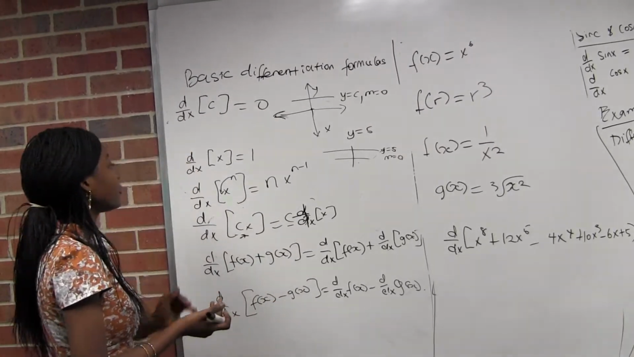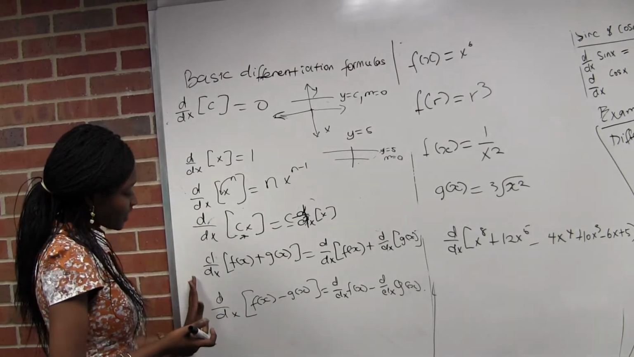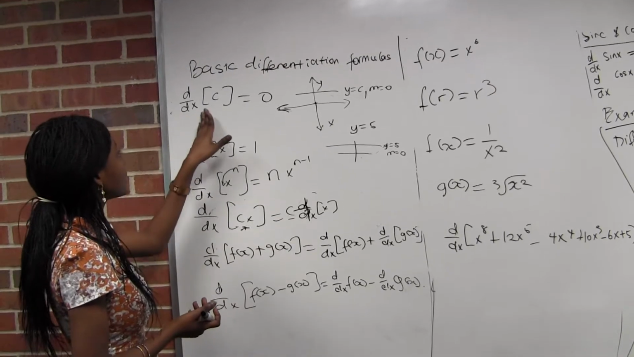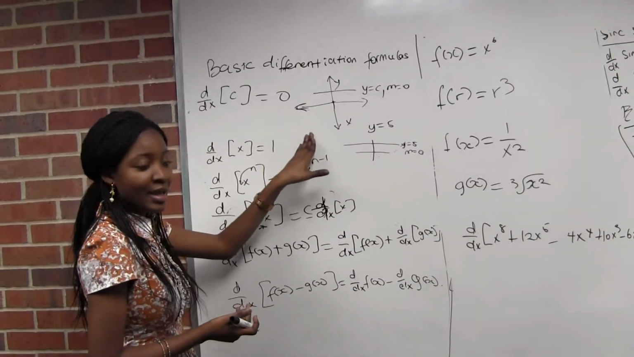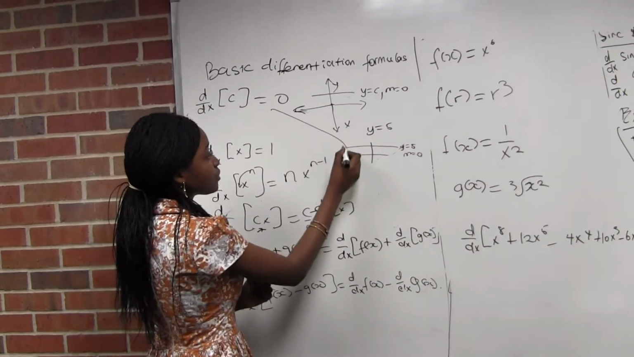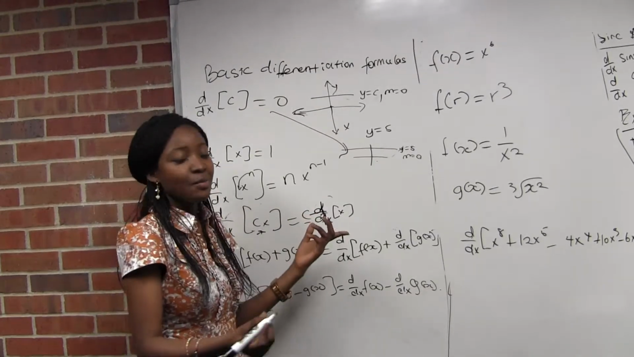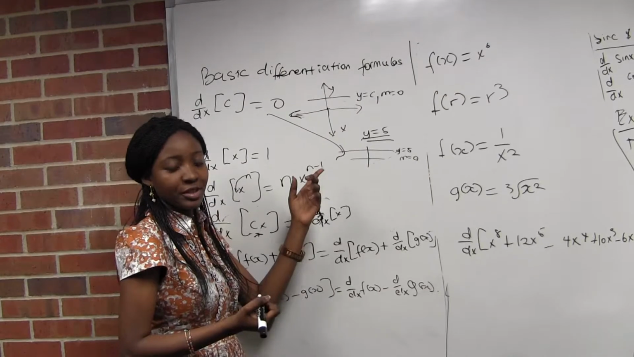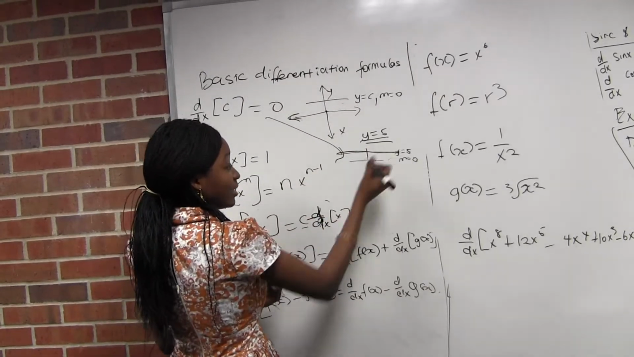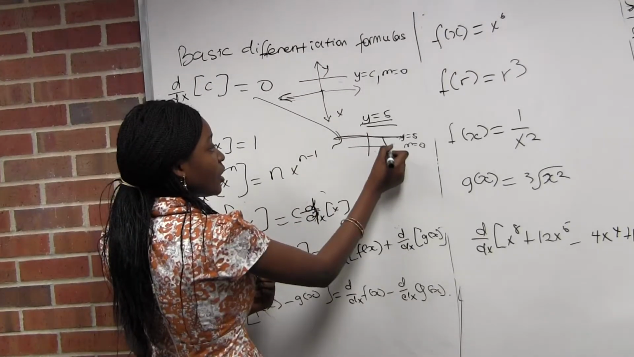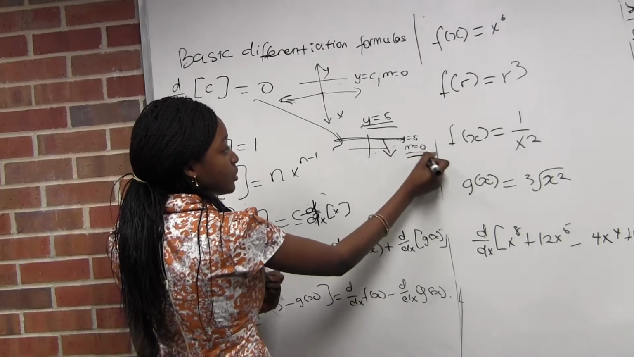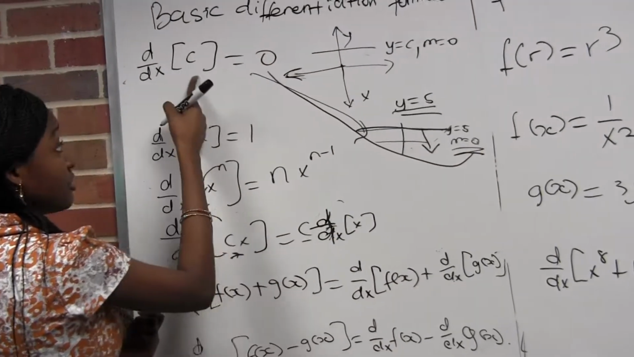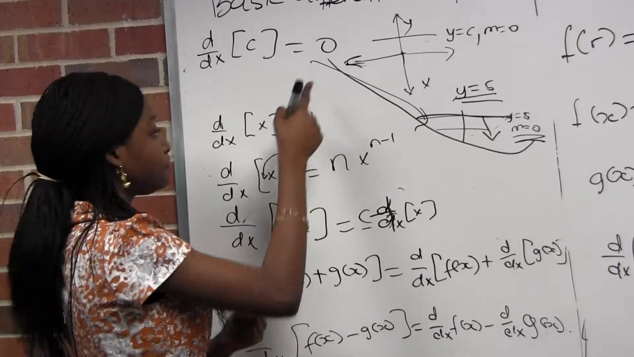So I'm going to start first with shedding more light on this. The derivative of a constant is always 0, and we can actually trace this to this graph. Take for example, if I have an equation y equals 5 and I'm asked to graph this, I'm going to have a horizontal line, right? And the slope of a horizontal line is always 0. So we can actually draw a conclusion from the graph that the derivative of a constant is always 0.